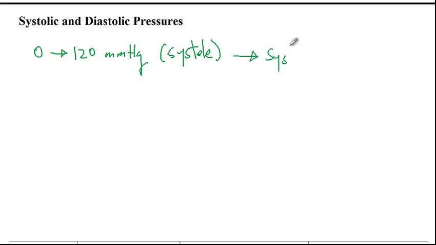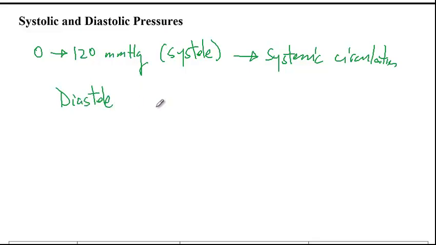Let's move on to the difference between systolic and diastolic pressures. Once the heart contracts and the left ventricle pumps blood into the aorta, the pressure rises from 0 to 120 millimeters of mercury. This is called systole, or systolic pressure, and its function is to pump blood into the systemic circulation. After that, once the aortic valve closes and the heart relaxes, there is a period called diastole.